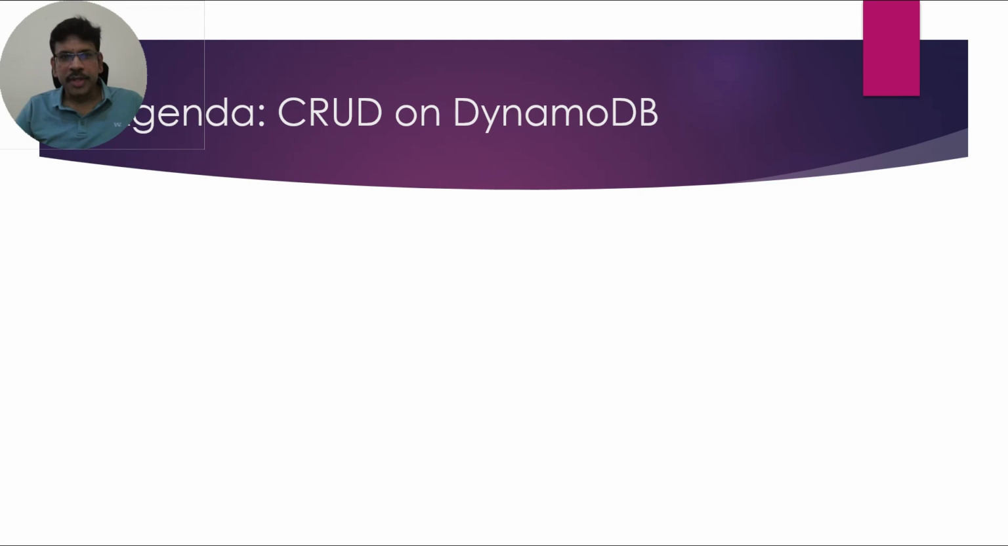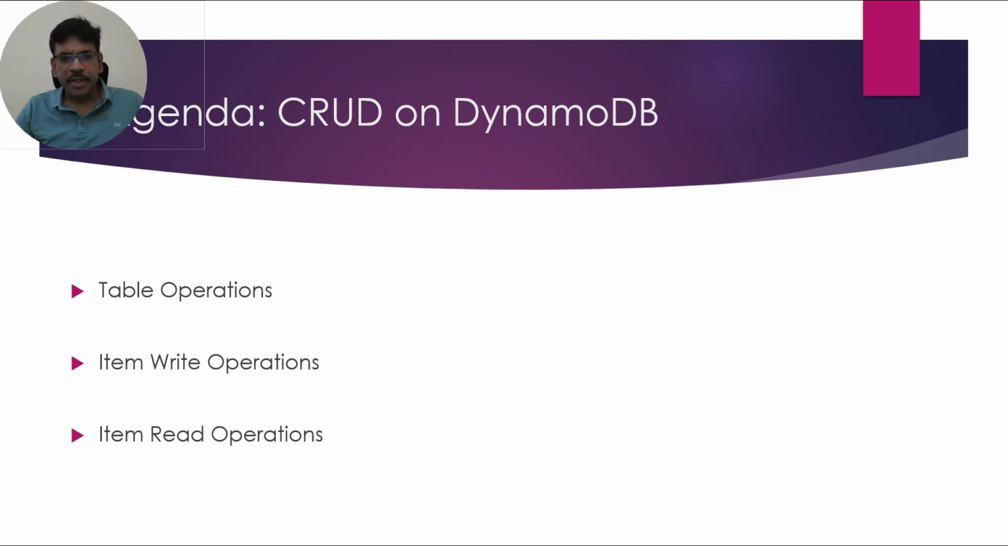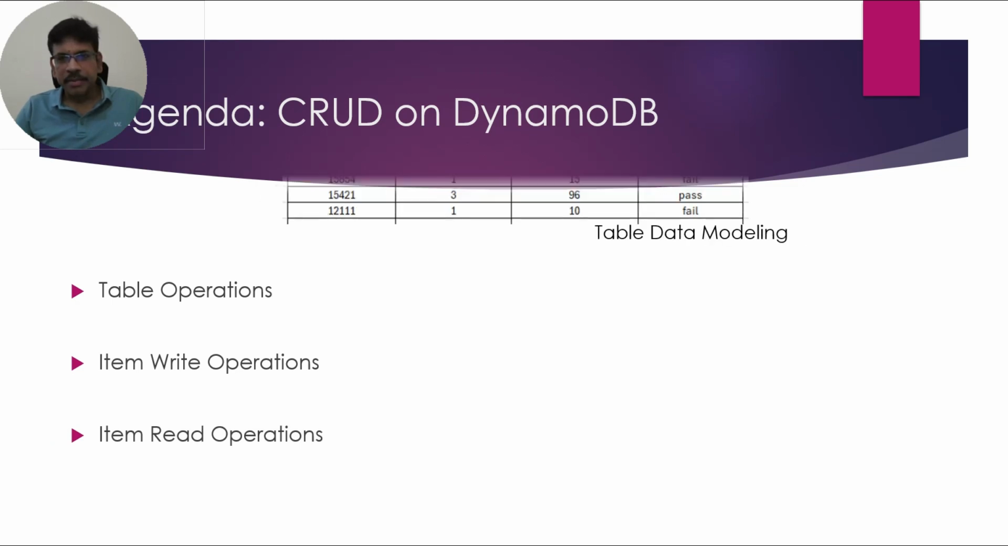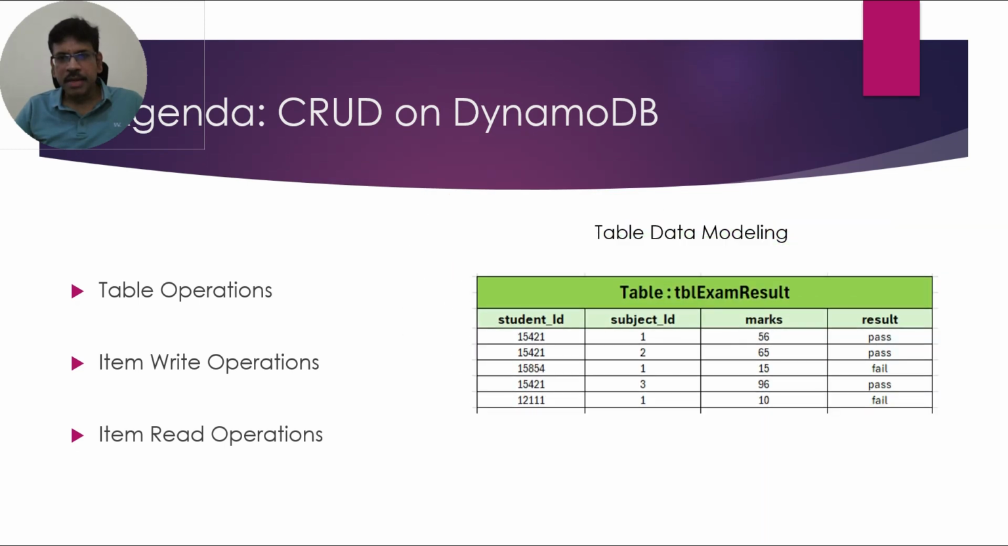The agenda for today's lecture is CRUD on DynamoDB. We'll be doing the table operations, item level write operations, and item level read operations. Have a look at our table. We'll be using this table, TBL exam result. We'll have 4 columns: student ID, subject ID, marks and result.